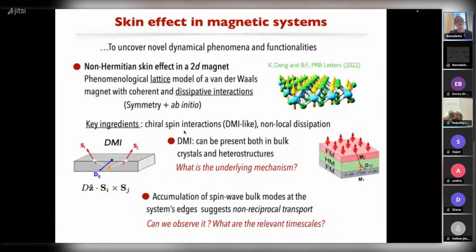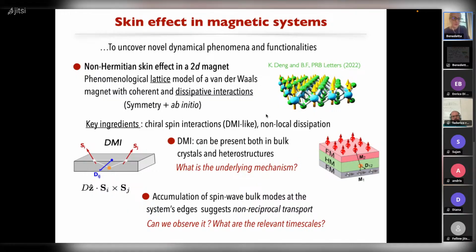And ultimately, the main takeaway from this is that we realized that no matter what you would add to this phenomenological model, or no matter the actual value of these phenomenological parameters, the real key ingredients to realize the skin effect were the simultaneous presence of DMI-like interactions, so this coherent but chiral type of spin interactions, together with non-local dissipation. And if you switch off one or the other, things don't work anymore, and you lose the non-Hermitian skin effect.